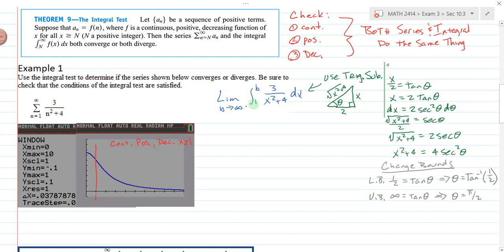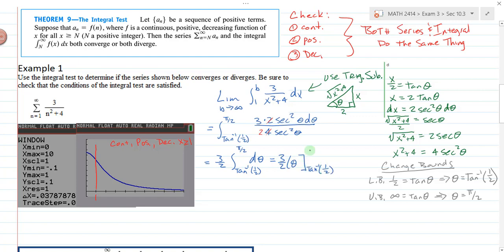That means that I can rewrite this integral. It's the integral from tan inverse 1/2 to pi over 2 of 3, and in place of the dx, I'm going to plug in 2 secant squared theta d theta over, and we said that x squared plus 4 is going to be equal to 4 secant squared theta. So the 2 will go into the 4 2 times, and that's going to give us 3/2 times the integral from tan inverse 1/2 to pi over 2 of, the secant squares are also going to cancel out, so this is just going to be d theta. And that's going to be 3/2 times theta evaluated from tan inverse 1/2 to pi over 2.